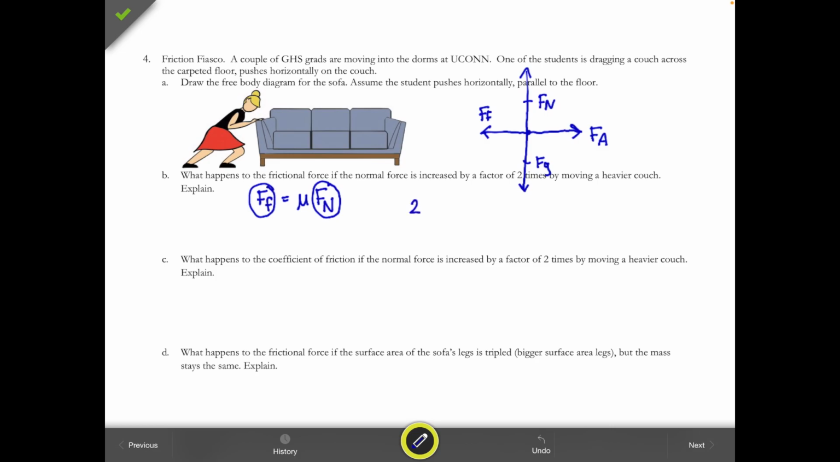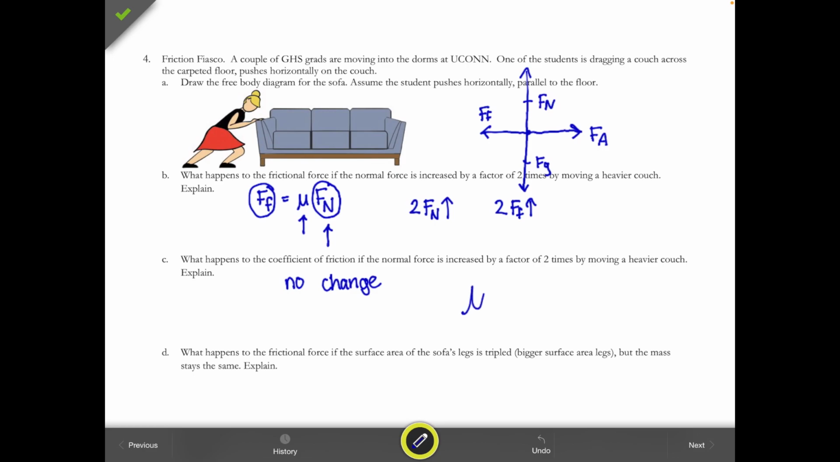I often will write it like this. Doubling the normal force will double the friction force because of a direct relationship. This equation says the material affects friction and the normal affects friction, but not the other way around. Normal and coefficient do not affect each other. If I increase the normal force, it changes the friction force, but it does not change the coefficient.